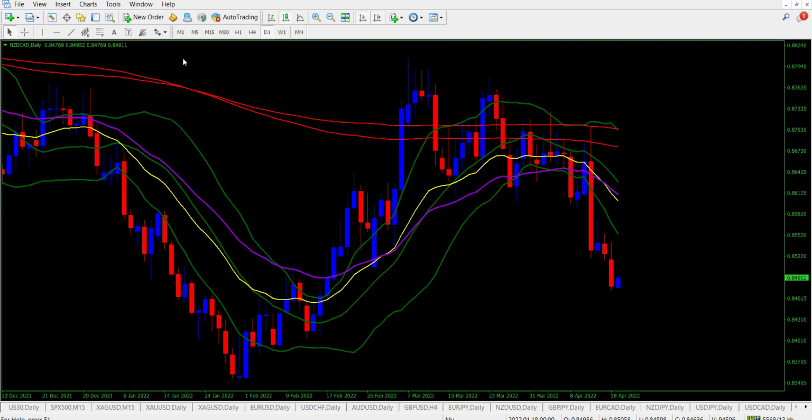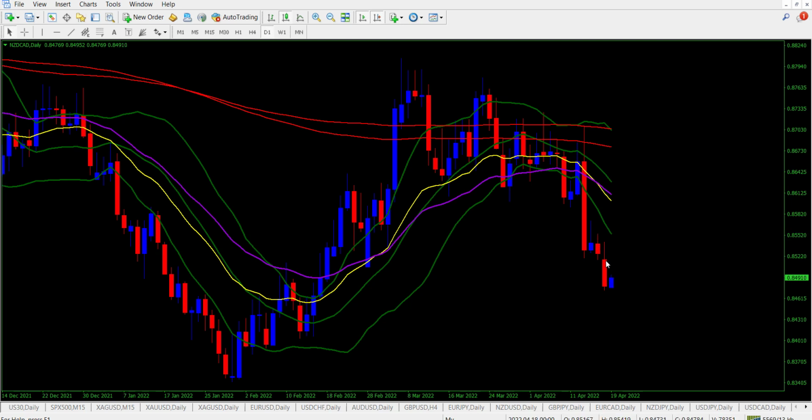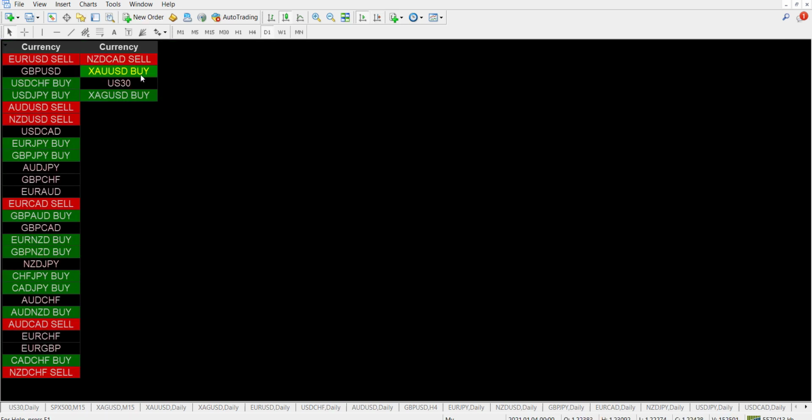The next is New Zealand CAD. As I told you in my previous video, New Zealand CAD could continue downwards, and today it did exactly what I said in my last video. So right now I can see the price is sitting around this support zone, so I will definitely ignore this pair. I only want best of the best to trade and get the maximum winning percentage.